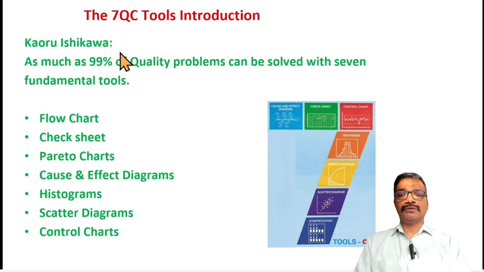Quality guru from Japan, Kaoru Ishikawa, said 99% of quality problems can be solved with 7 fundamental tools. So which are these 7 fundamental tools or QC tools? These are the 7 fundamental QC tools. It is also called the 7 QC: flowchart, check sheet, Pareto chart, cause and effect diagram, histogram, scatter diagram, and control chart. So let us see flowchart.